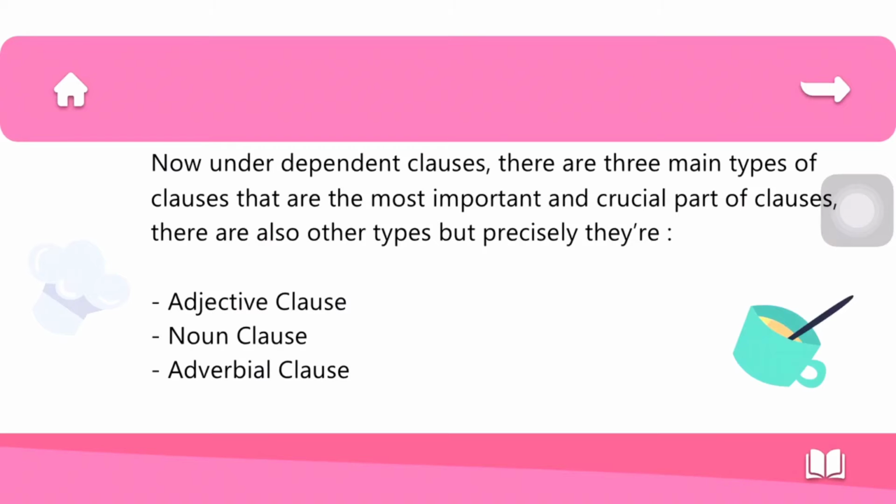Now, under dependent clauses, there are 3 main types of clauses that are the most important and crucial part of clauses. There are also other types, but precisely they are: first, adjective clause; second, noun clause; third, adverbial clause.